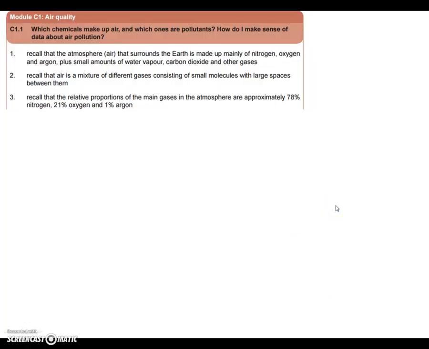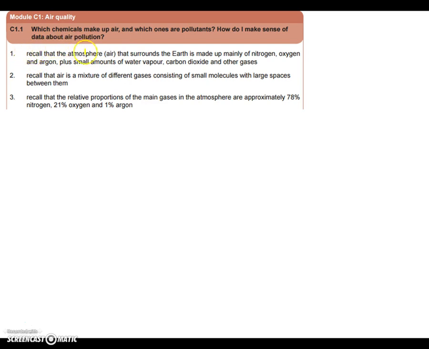So this is a brief run through of the specification points on 21st Century Science C1, which will be coming up in your June exams. All I've done here is I've taken the specification document, which includes all of the statements of the chemistry you need to understand for this topic, and anything that needs a bit of elaboration I'm just going to run through a little bit. So first one first.